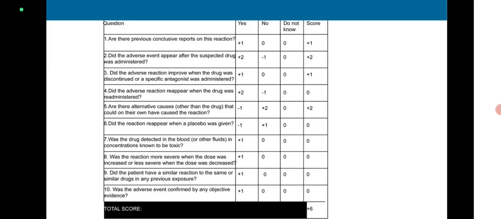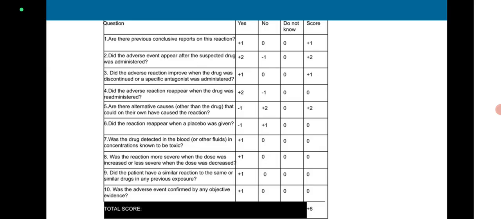Next question: was the drug detected in the blood or other fluids in concentrations known to be toxic? If the answer is yes, we give +1 mark. If the answer is no, we put 0 marks, and if we do not know the answer, or if we didn't check the blood value, we put 0 marks.